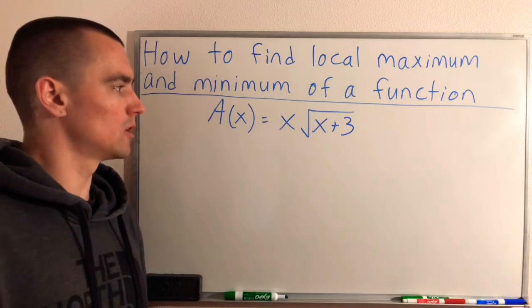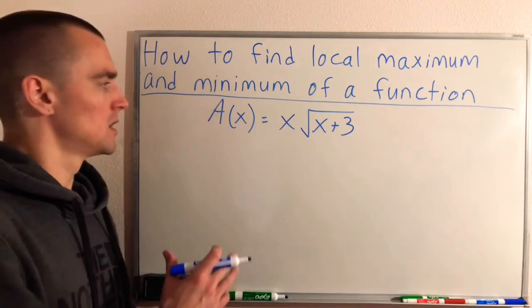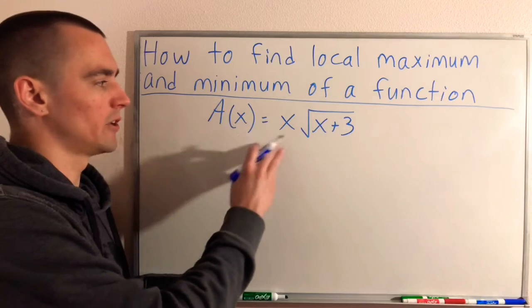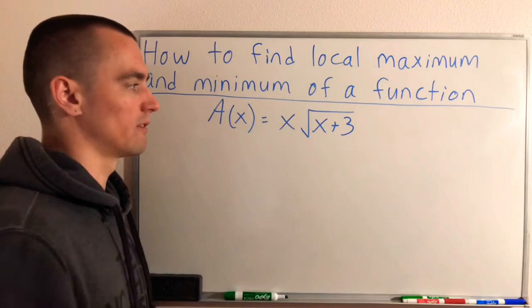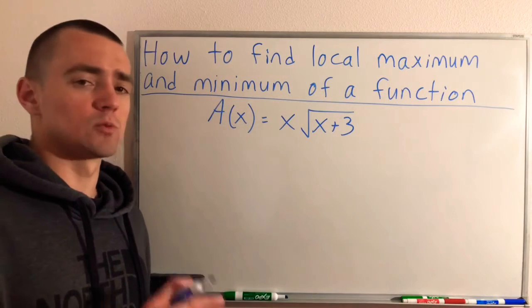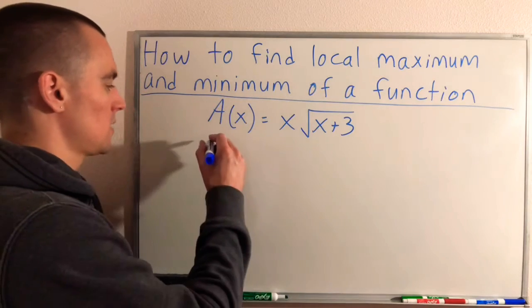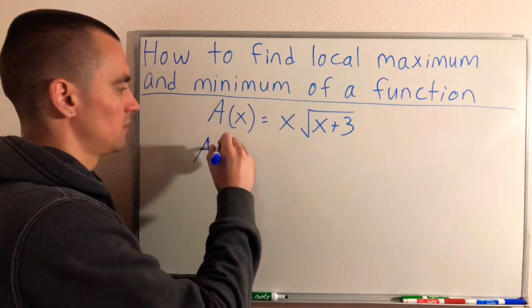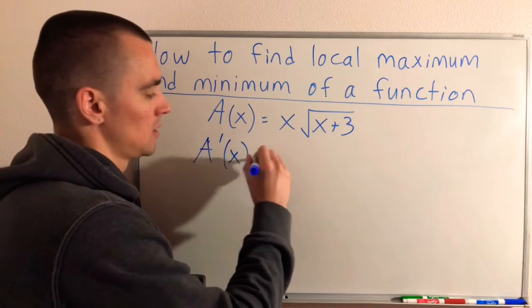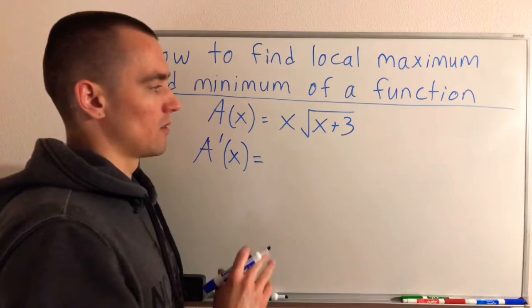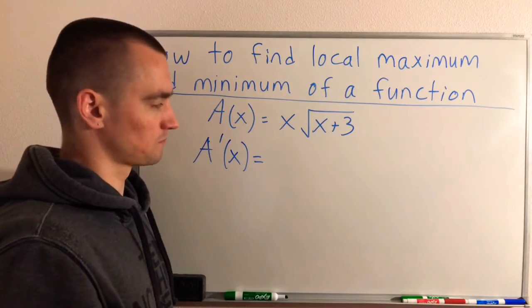So the first thing we want to do is find the critical numbers. Let's say we have this function here, a of x equals x times square root of x plus 3, and we want to find the critical numbers. To do that, we need to find the derivative of our function. Doing that is going to require the product rule in this case.